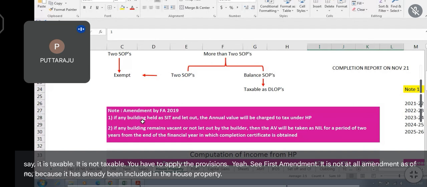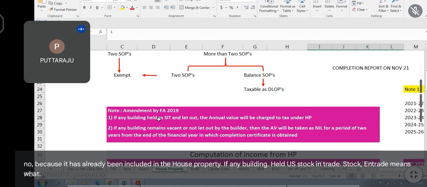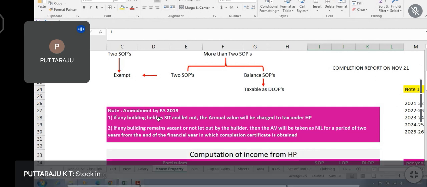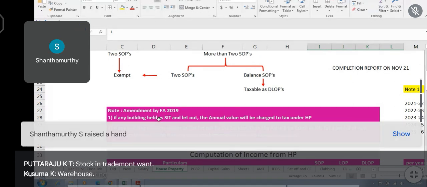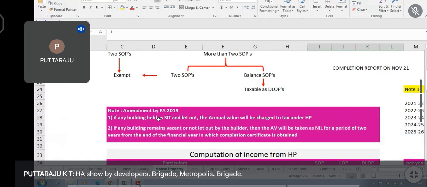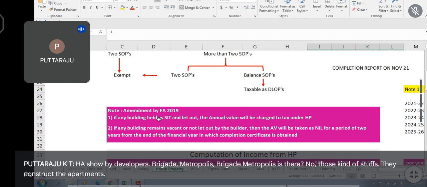If any building is held as stock in trade. Stock in trade means what? Warehouse inventory for a developer. Shobha Developers, Brigade Metropolis is there, no? Those kinds of companies construct the apartments. For them, the building is the stock.